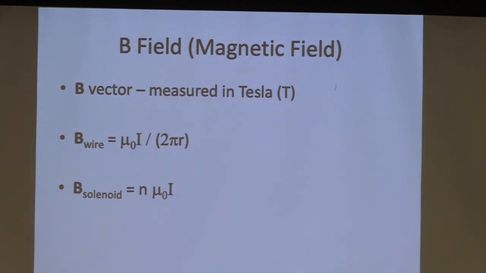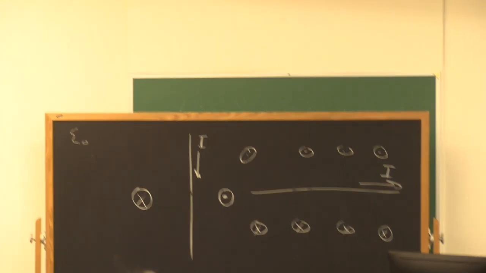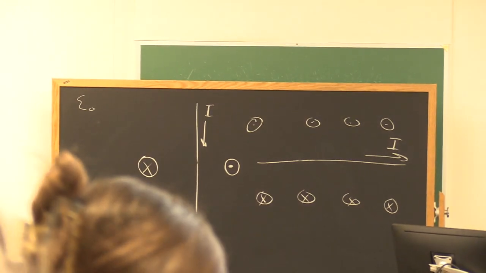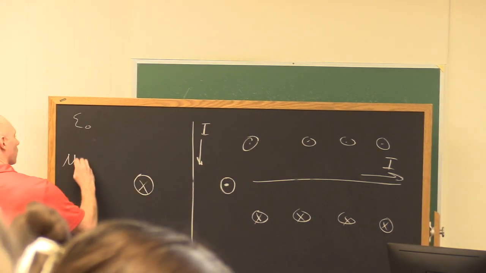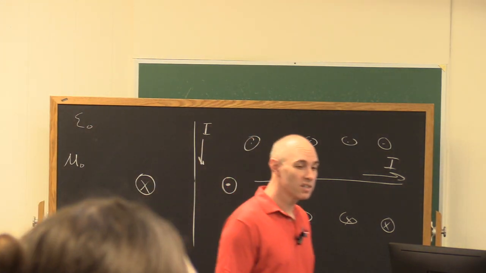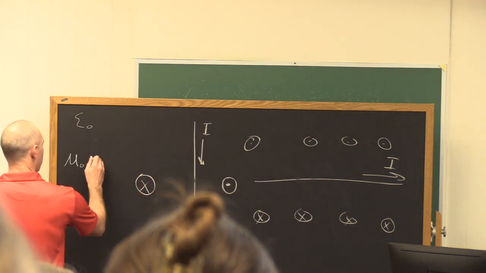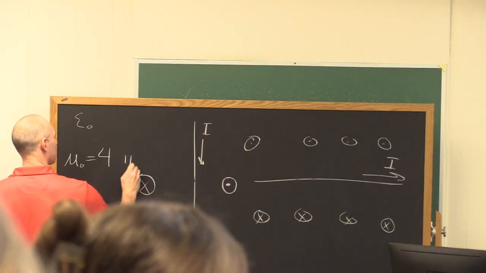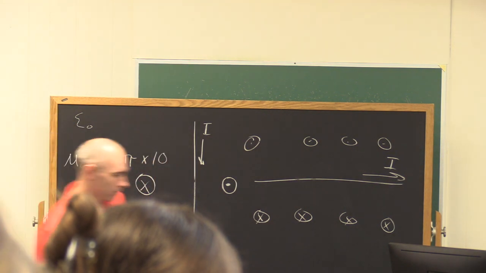Epsilon naught was a constant that talked about how easy it was for electric fields to move through empty space. Mu 0 is like his cousin. I have to look up the actual name for it. Mu 0 is the same thing for magnetic fields. It's how easily a magnetic field will move through empty space. It's a constant, and it equals 4 times pi times 10 to the negative 7th.